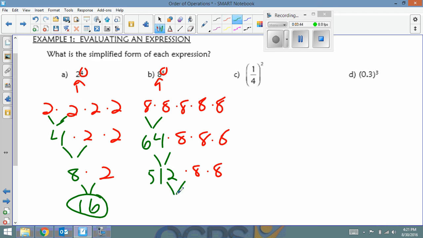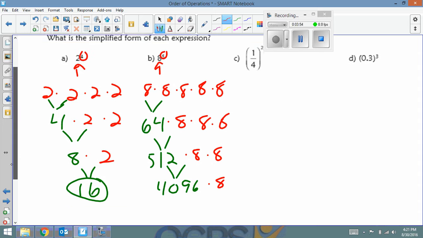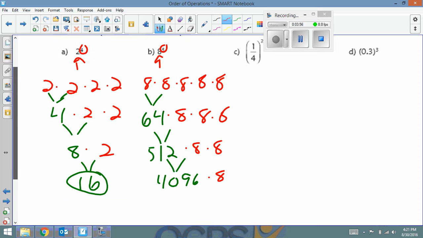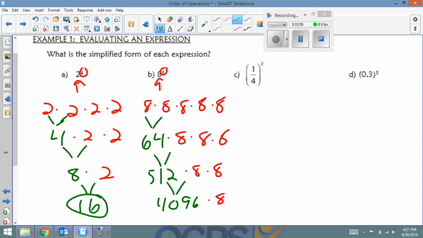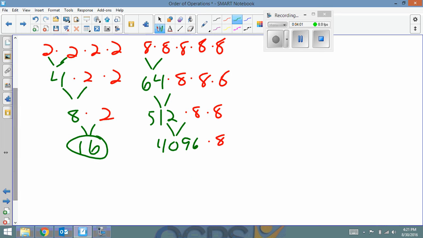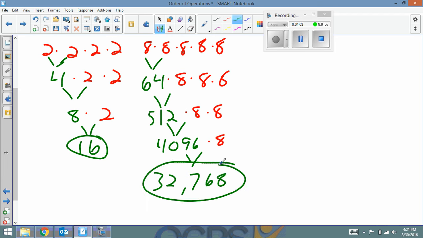And we're going to do it again. 512 times 8 is 4,096. And then we do it one more time. We're going to bring down that times 8 there. And that gives us our final answer of 32,768.